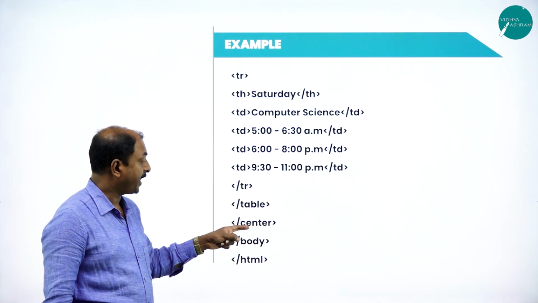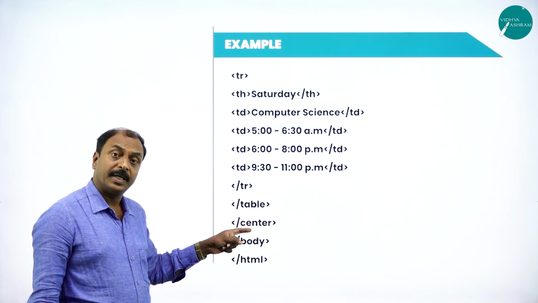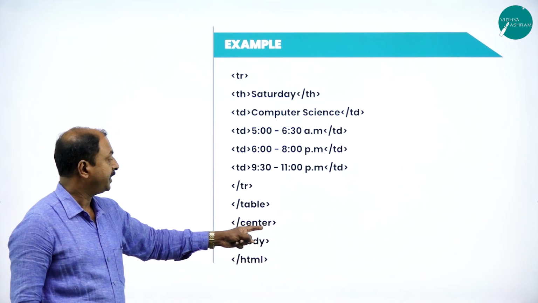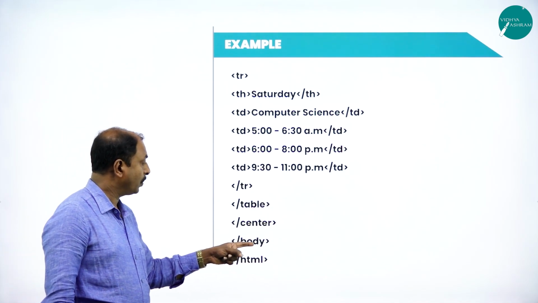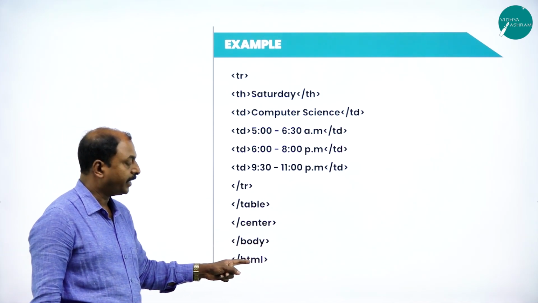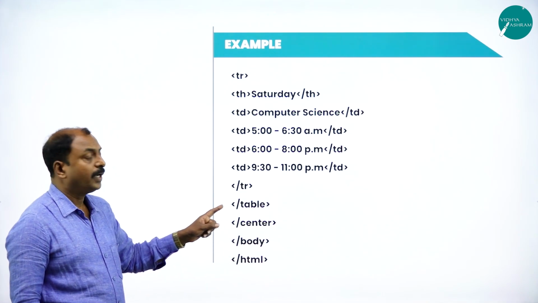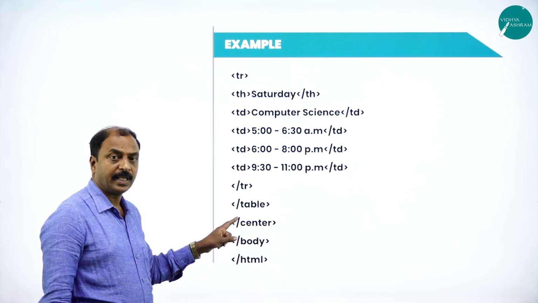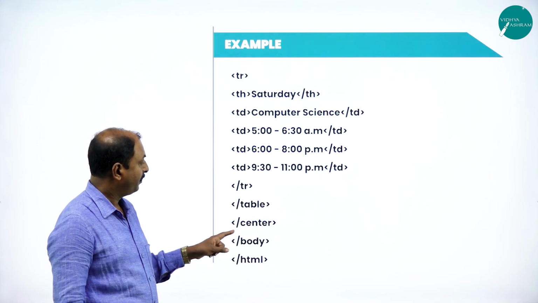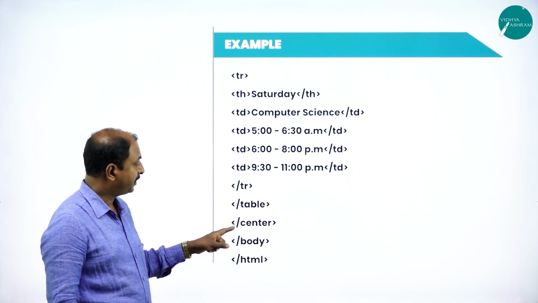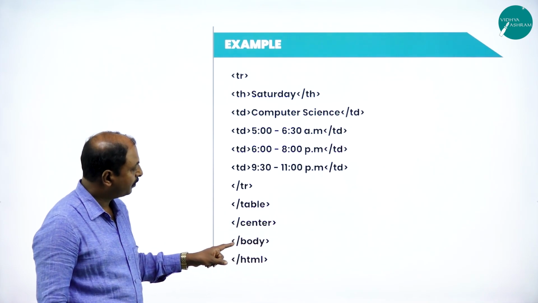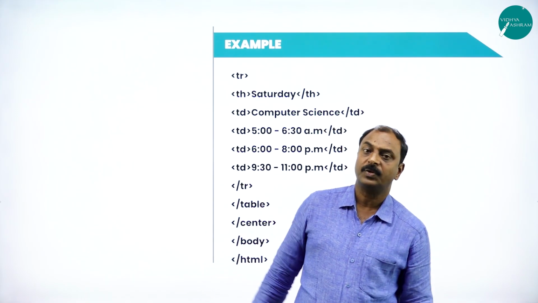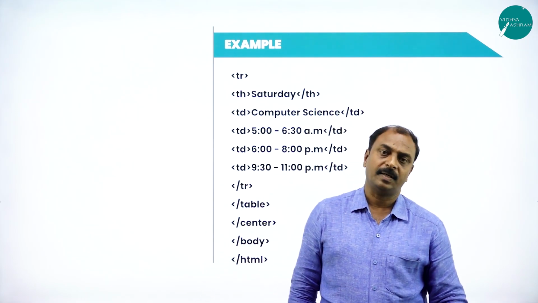Then the center tag, which we opened at the beginning of the body tag, we have to close the center, then we have to close the body, then we have to close the HTML. How do we close the HTML tags? With a forward slash and table. We are closing the table tag here. This is closing the center tag, closing the body tag, and closing the HTML tag. So this is an example for table tags.